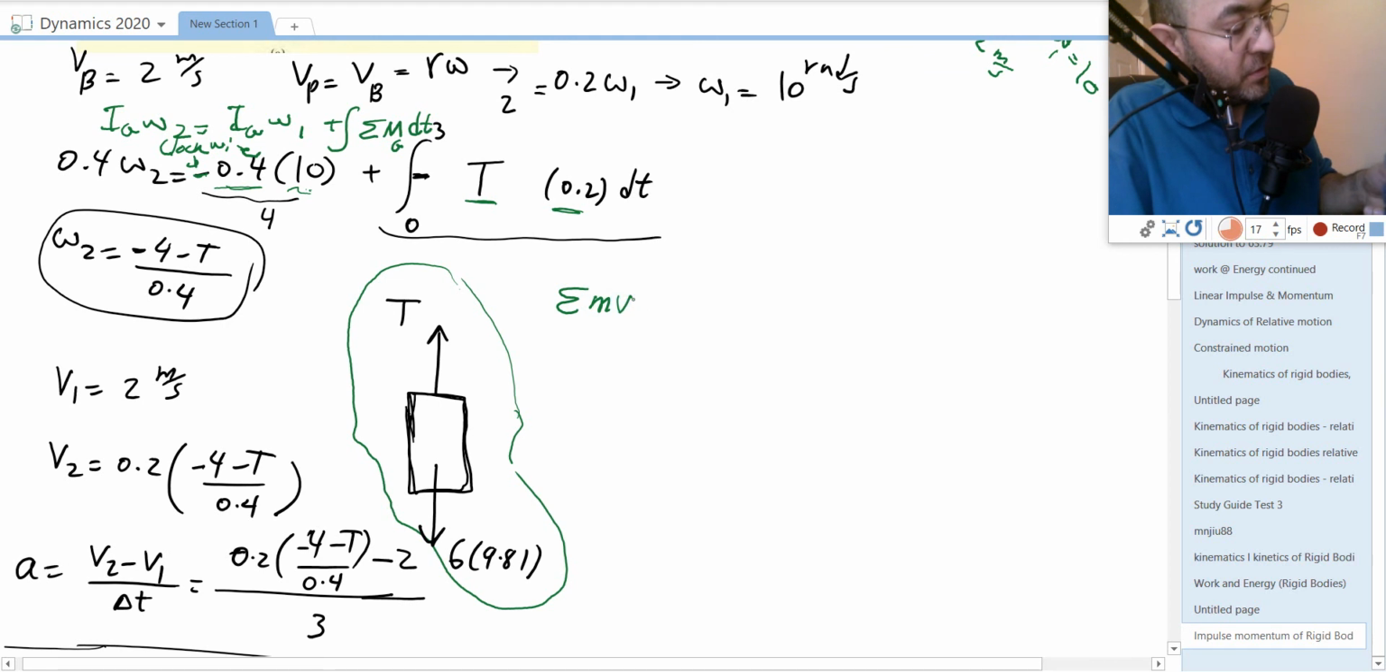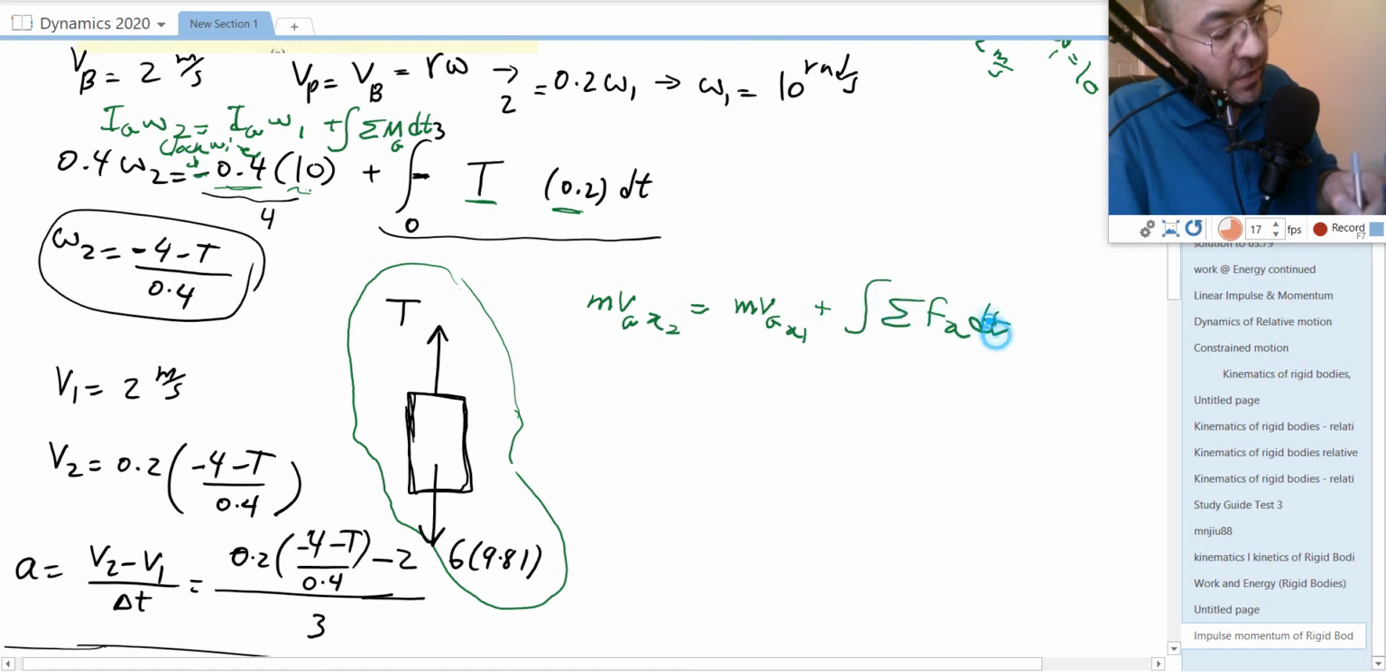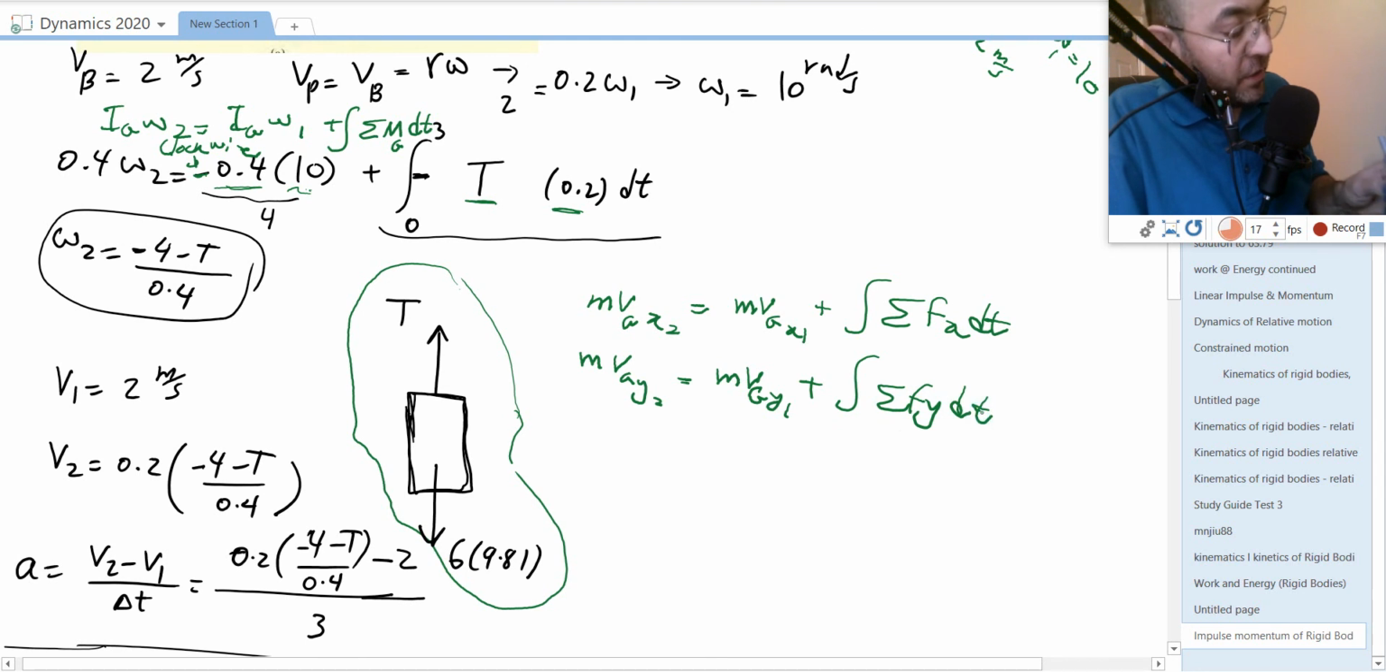We could just use it as this: m vg x2 is equal to m vg x1 plus integration of sum of f of x dt. Then you can repeat the same equation for y. M vg y in the state of 2 is equal to m vg y in the state of 1 plus integration of sum of f of y dt. Now the last equation was about rotational motion. Ig omega 2 is equal to Ig omega 1 plus integration of sum of moment dt.